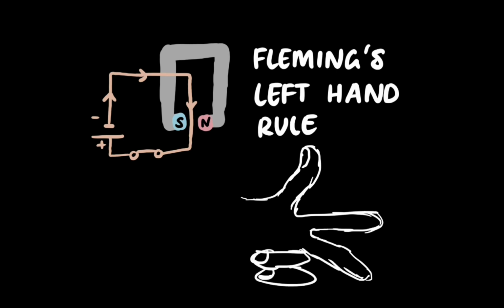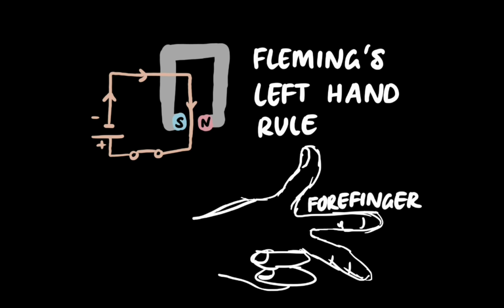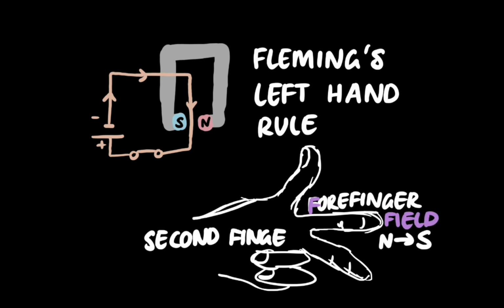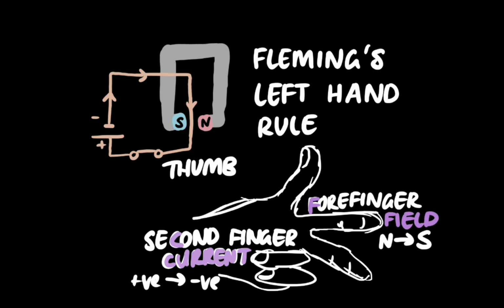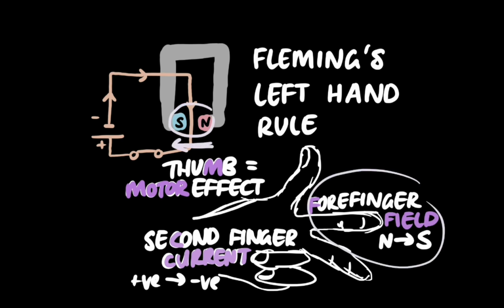You get your left hand and you position your thumb, your forefinger and your second finger at right angles to each other. With your forefinger, you position it in the direction of the magnetic field, so that's from north to south. The second finger points in the direction that the current is travelling, so from positive to negative. And finally, the thumb is pointing in the direction of the motor effect, so it will give you the answer.